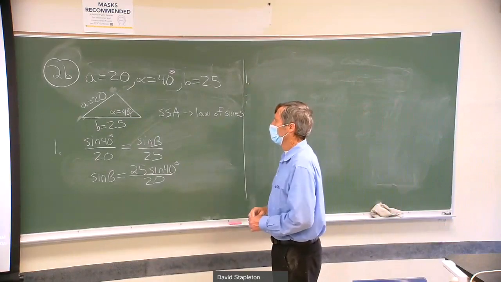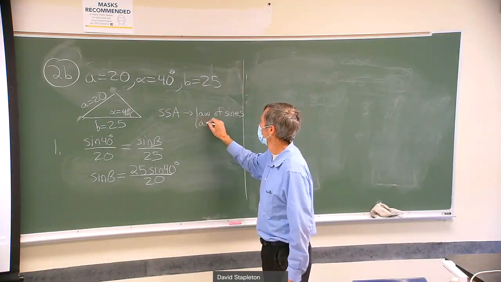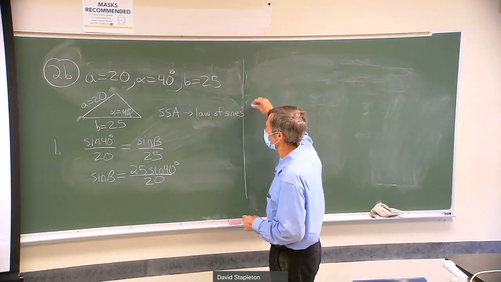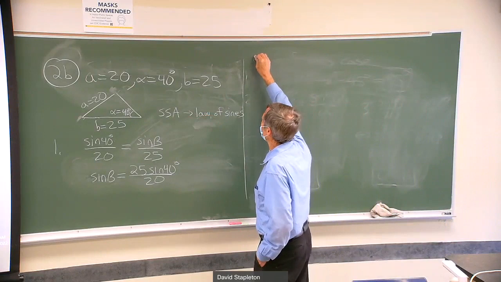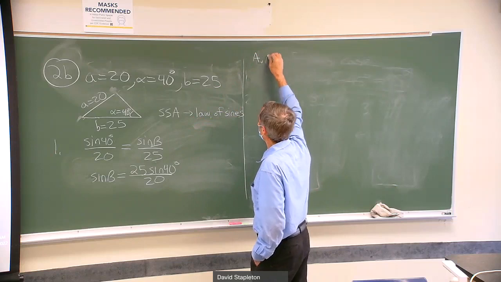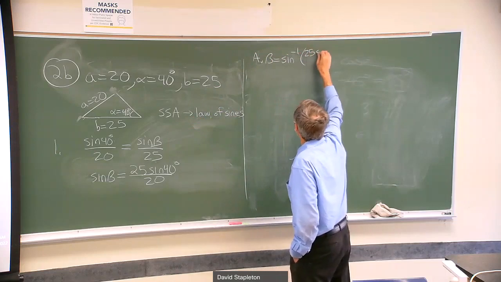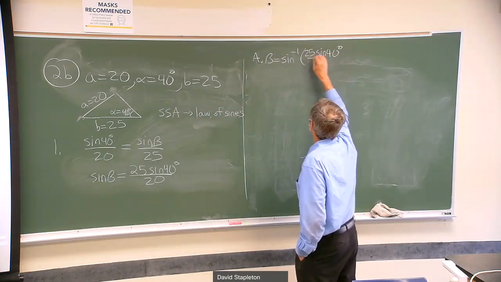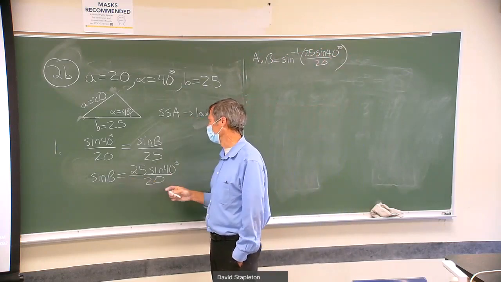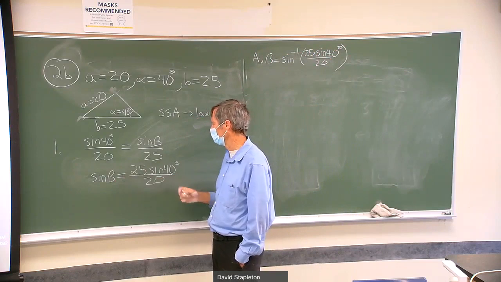Now, since this is the ambiguous case, there could be two different solutions. And I could call these A, I guess, since I'm already numbering the sides I'm finding, 1, 2, 3. A is that beta could be the arc sine of 25 sine 40 degrees over 20, right? If this is really a triangle, this will be one solution, right? Sine beta equals a number between -1 and 1 always has the solution inverse sine, arc sine.